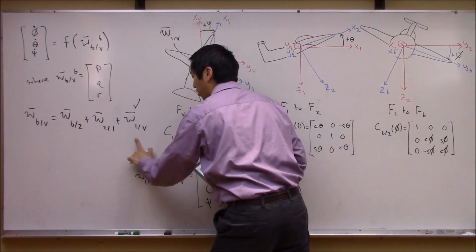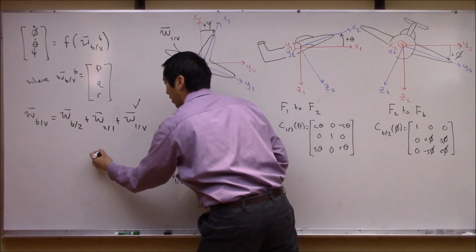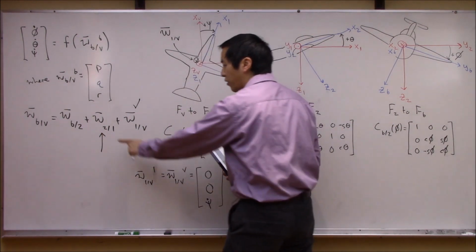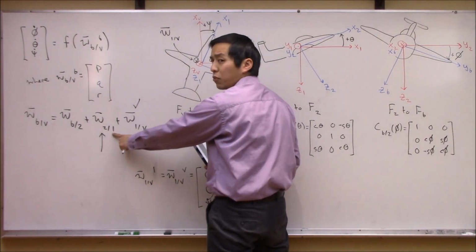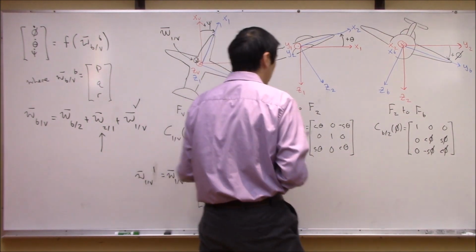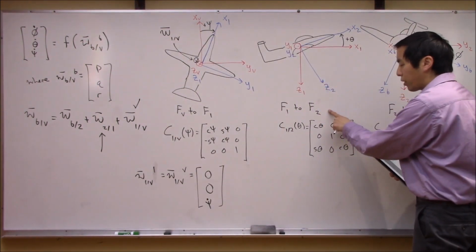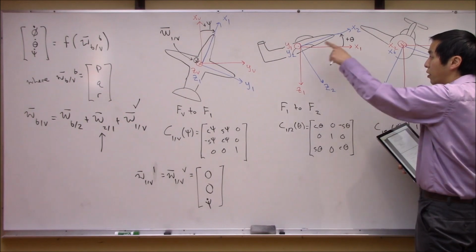Let's move our attention now to what this vector looks like. This vector is asking for the angular velocity vector of how the 2 frame is rotating with respect to the 1 frame. Well, let's come over here to our picture of what the 1 and the 2 frame are. They're right here, same thing.